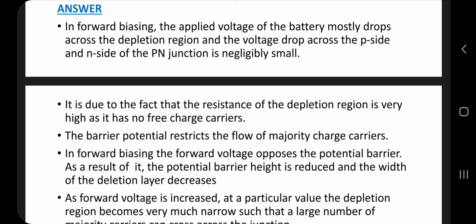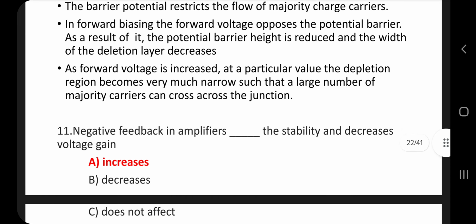In forward biasing, the forward voltage opposes the potential barrier. As a result, the potential barrier height is reduced and the width of the depletion layer decreases. As forward voltage is increased to a particular value, the depletion region becomes very narrow, such that a large number of majority carriers can cross the junction.